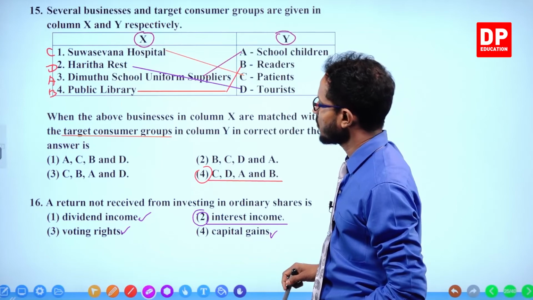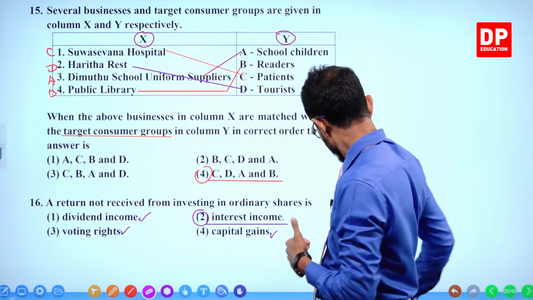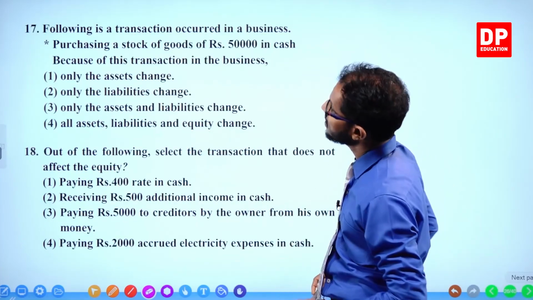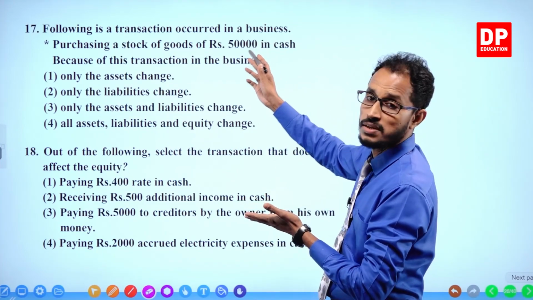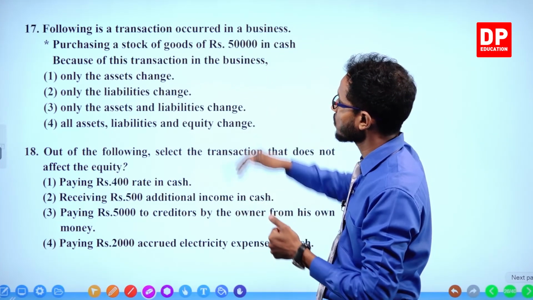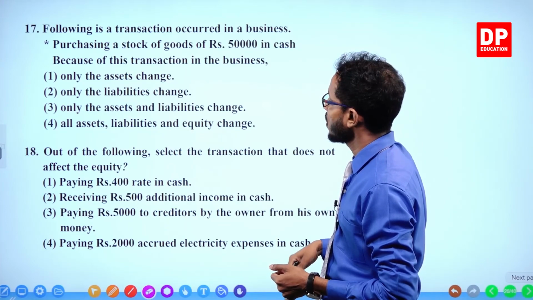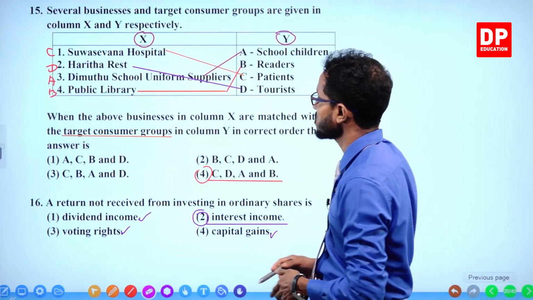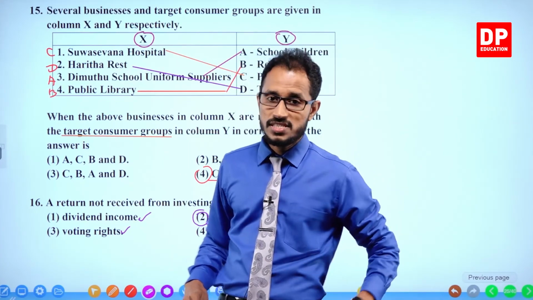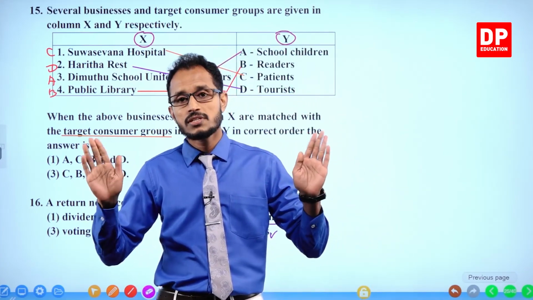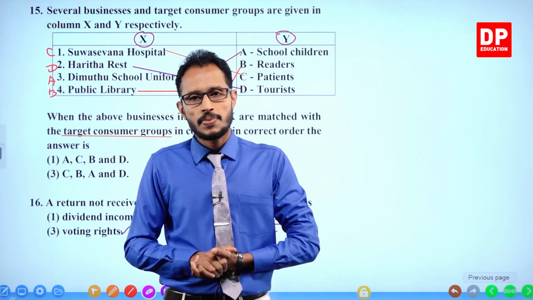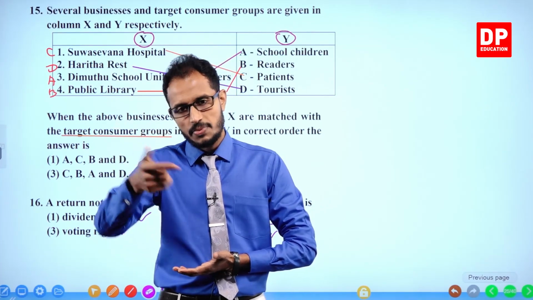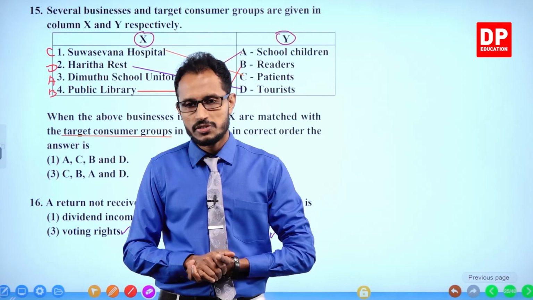That's it, children. The first 16 questions we are done. From the 17th, we have the accounting questions. So in the next chapter, we'll meet and discuss the accounting questions. The first 16 from the BS part are done.